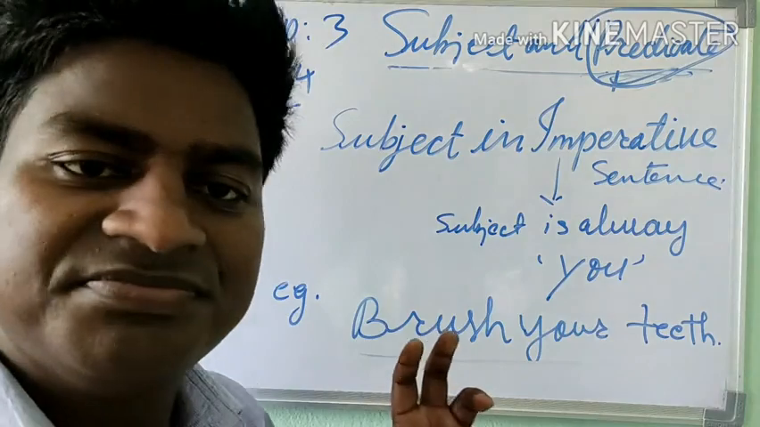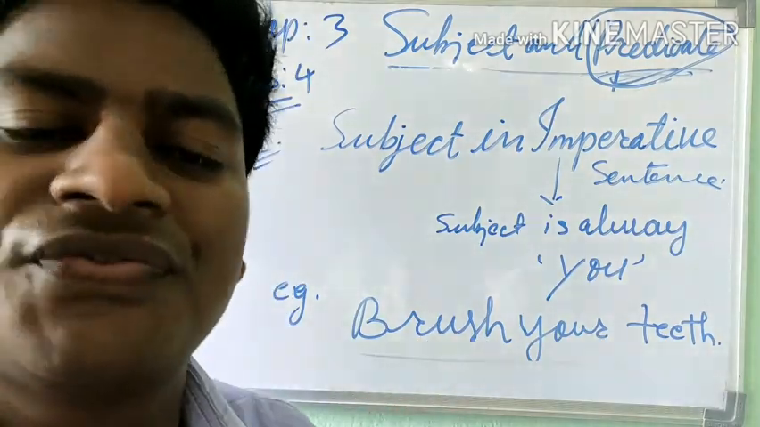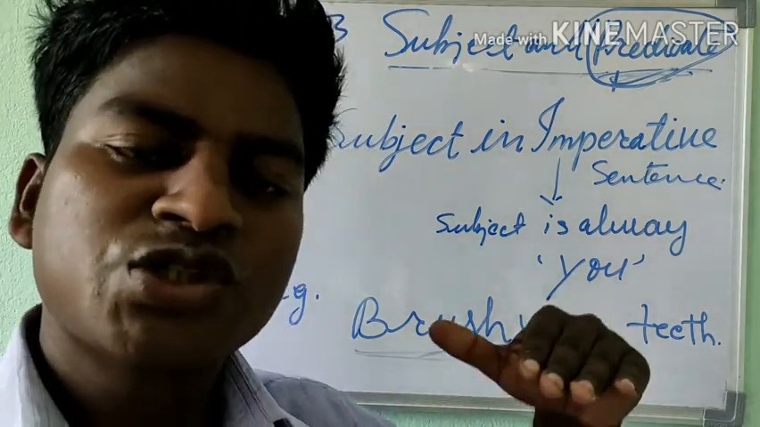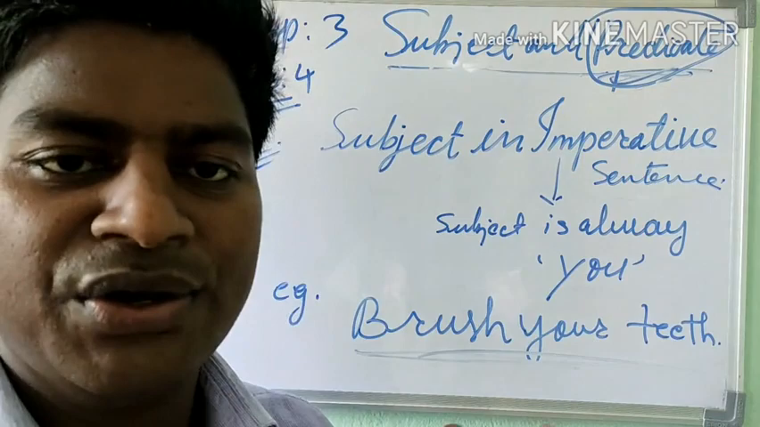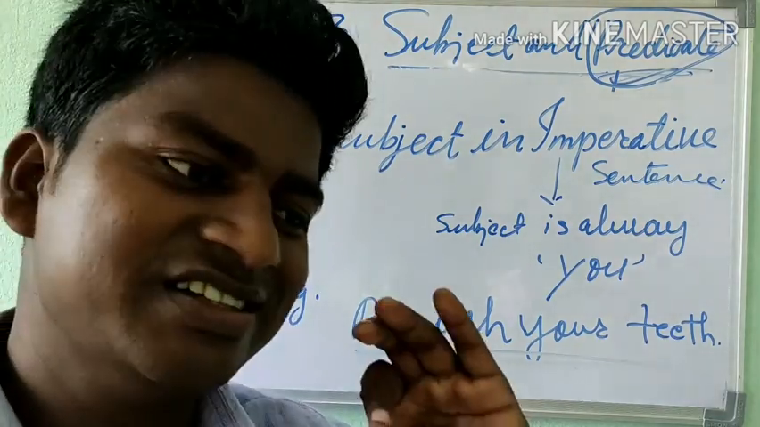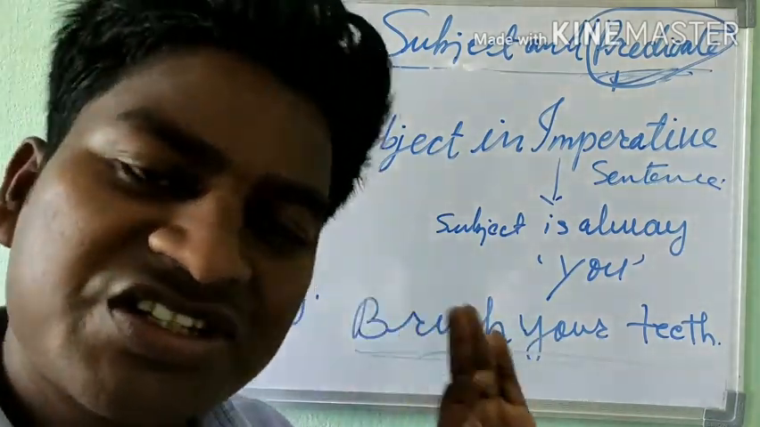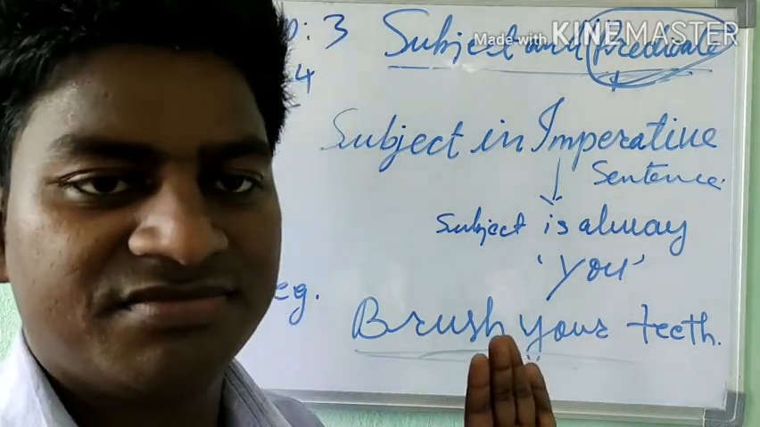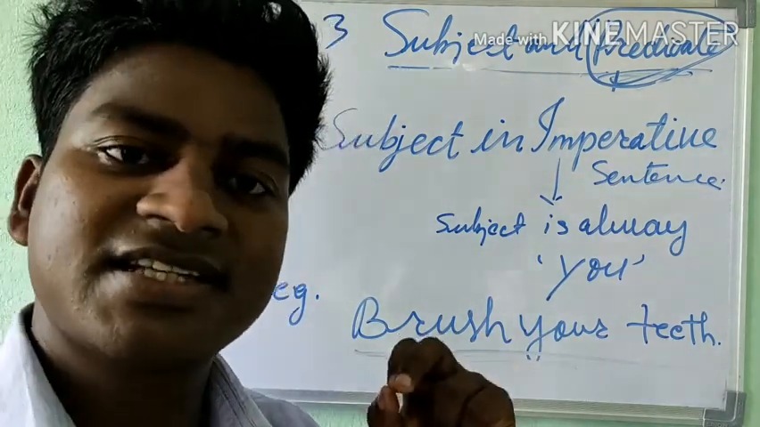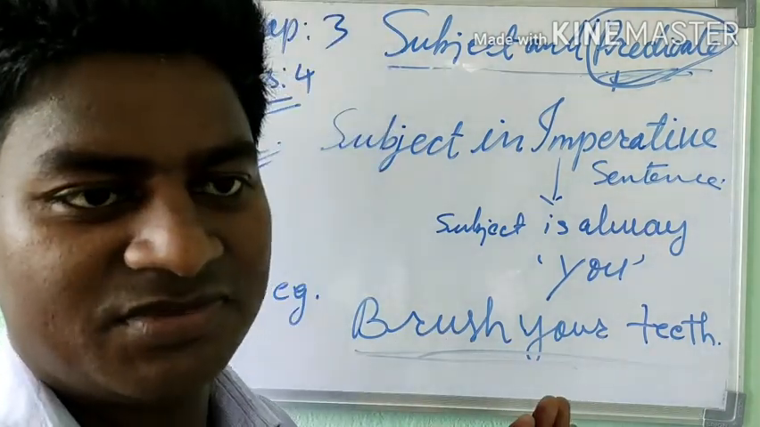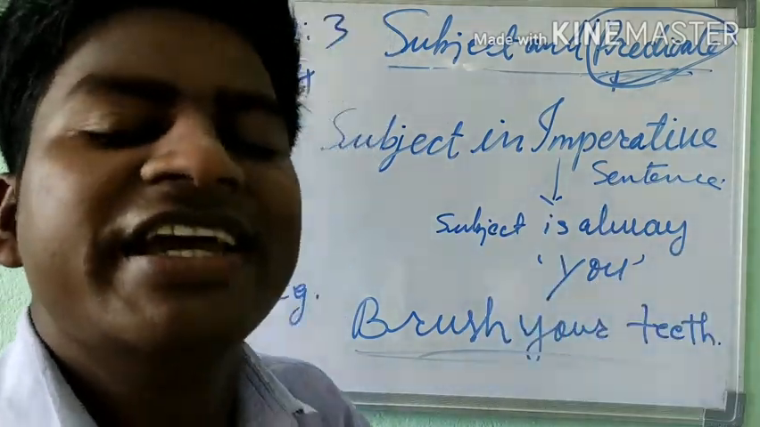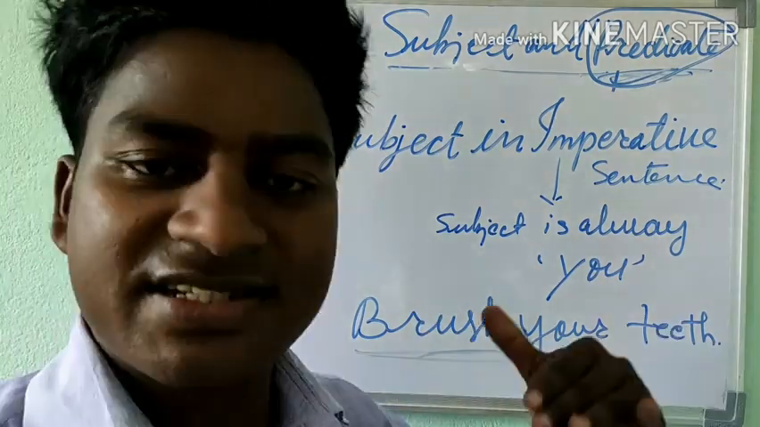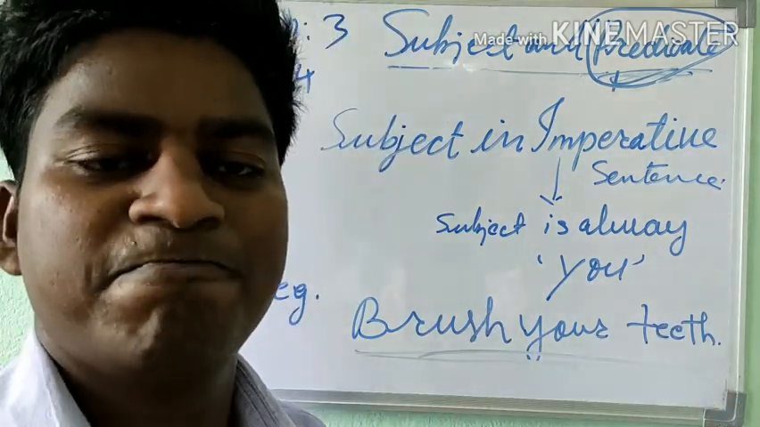So brush your teeth. Here directly we do not find the subject. In the imperative sentence, we do not have the subject directly written in the given sentence, but it is implied. In imperative sentence, the subject is implied. What's the meaning of implied? In simple way, it is understood. We don't write the subject, but we understand what the subject is. Clear?